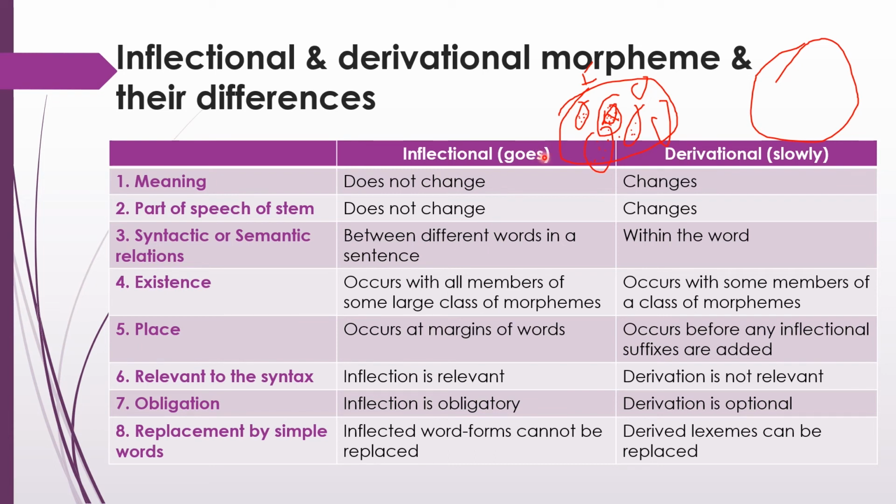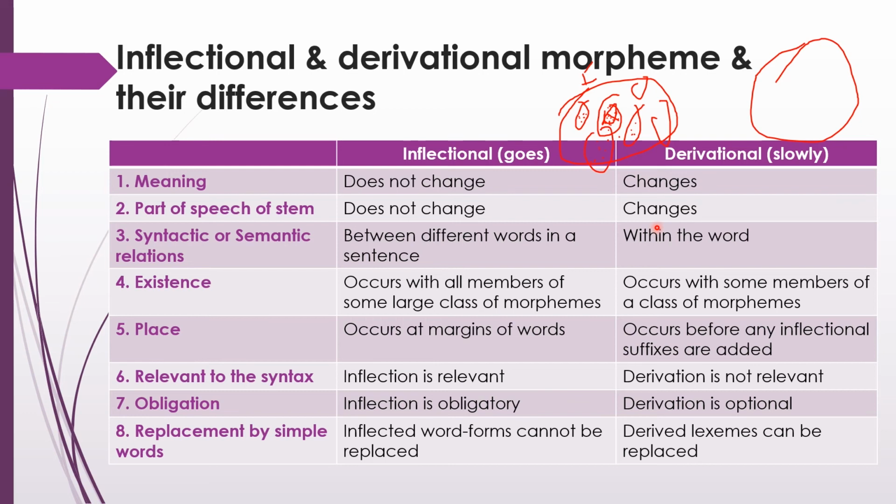Occurs before any inflection suffixes are added. Inflectional suffixes are added before any inflection, like carelessness could be the one, or any other suffixes will be added before inflectional suffixes. So first there will be the base word, that means free morpheme, and then there will be derivation, and then there will be the inflection.